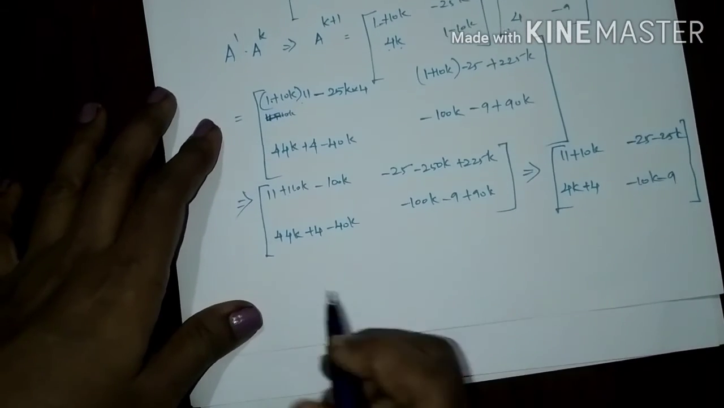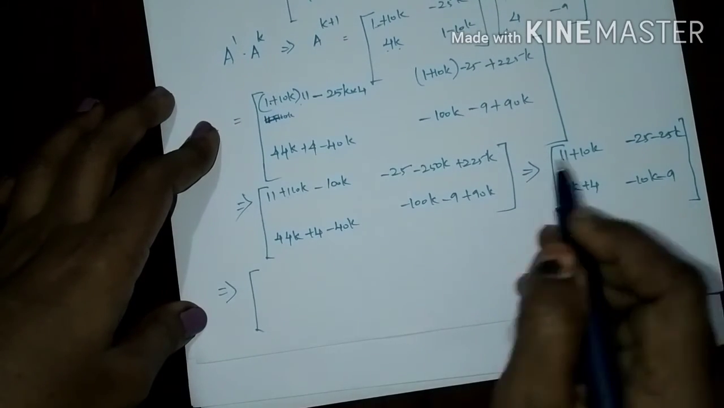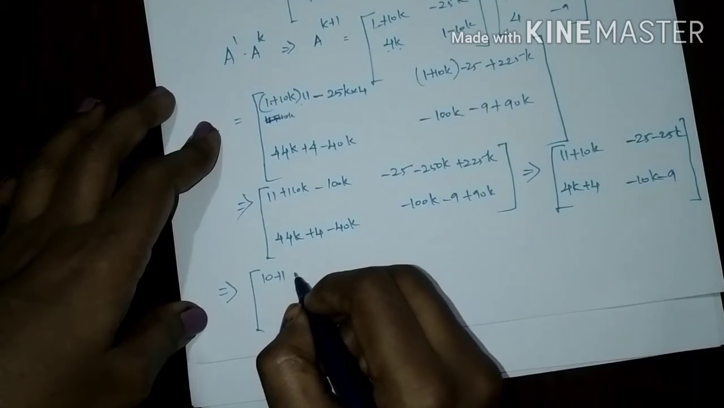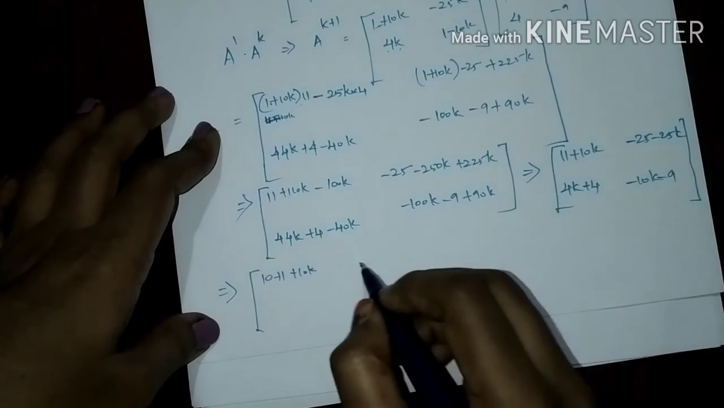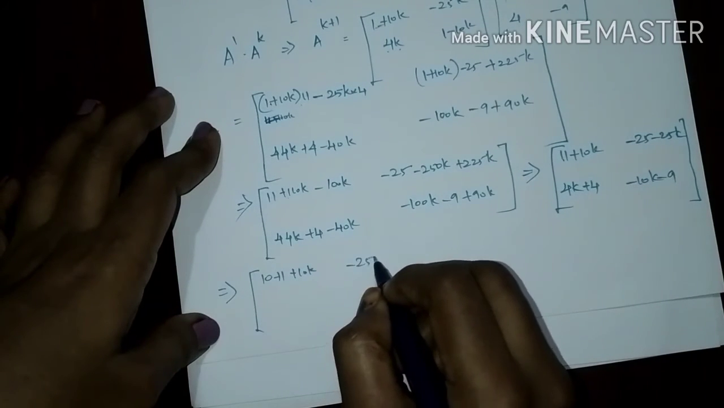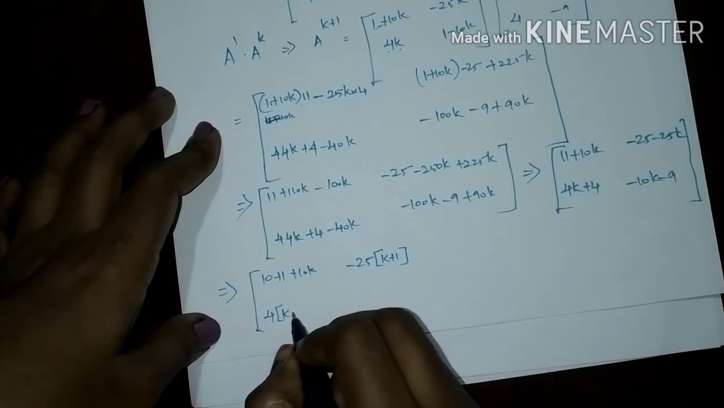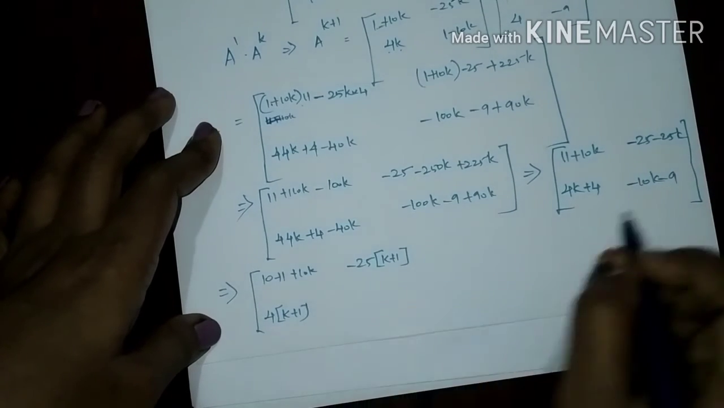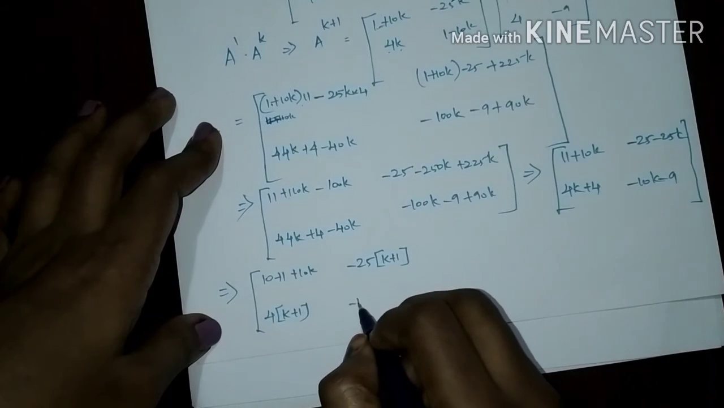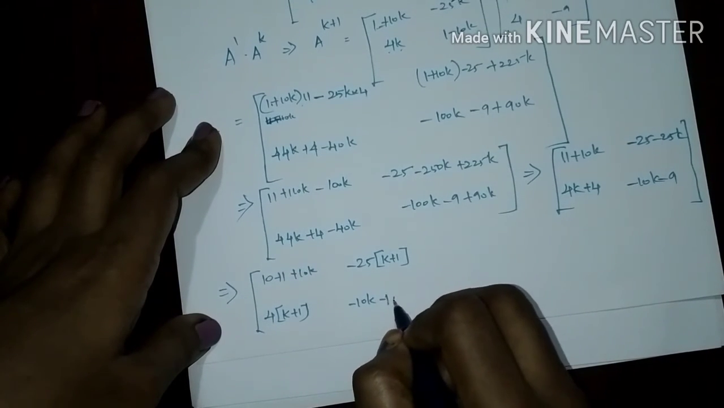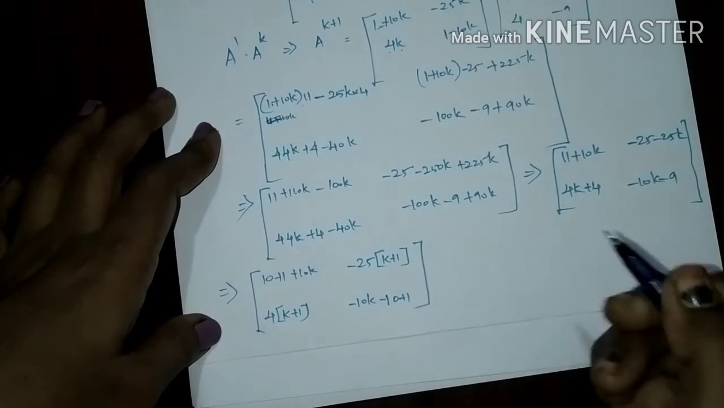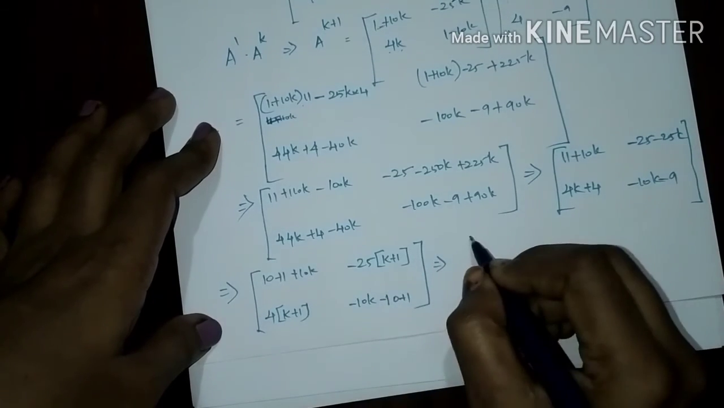Now this 11 can be written as 10 plus 1 plus 10k, and we can take 25 common, so minus 25 into k plus 1, and we can take 4 as common here, so 4 into k plus 1, and here this minus 9 can be written as minus 10k with respect to 10 value. We have to take the common values in both the diagonal elements.